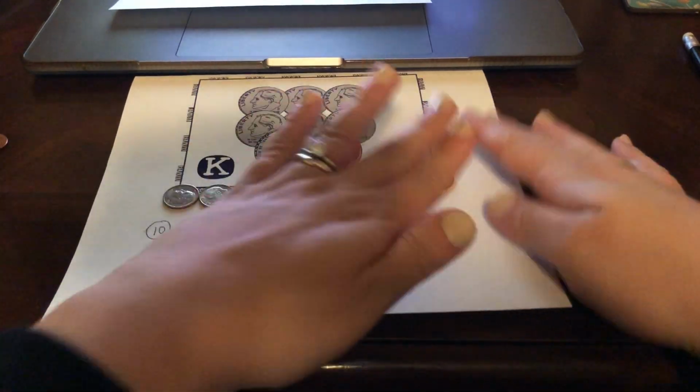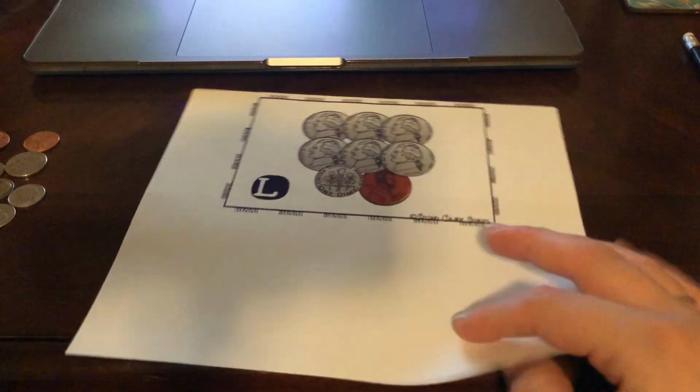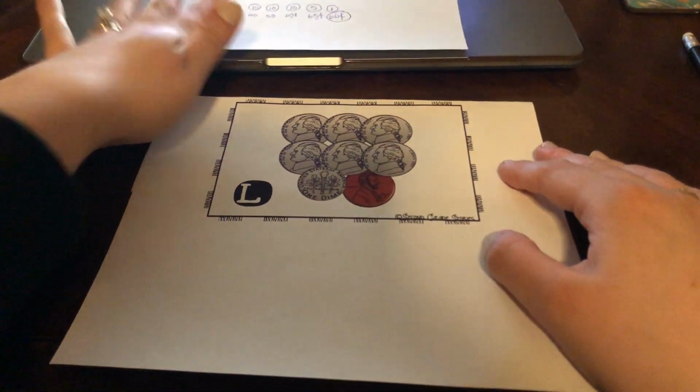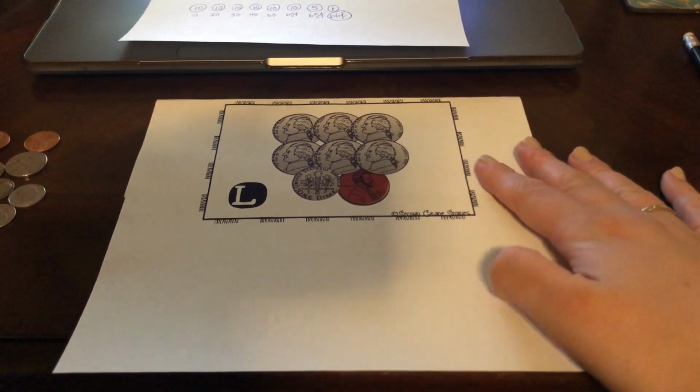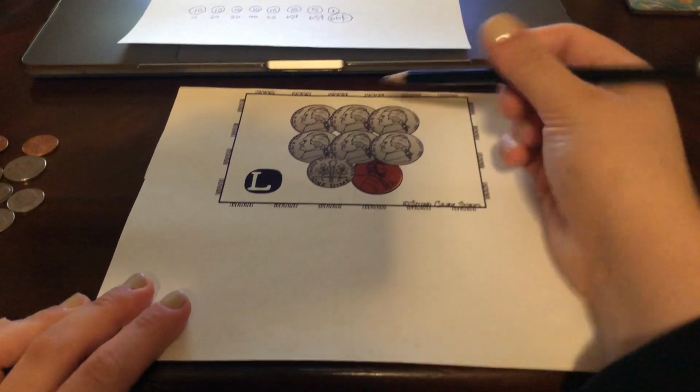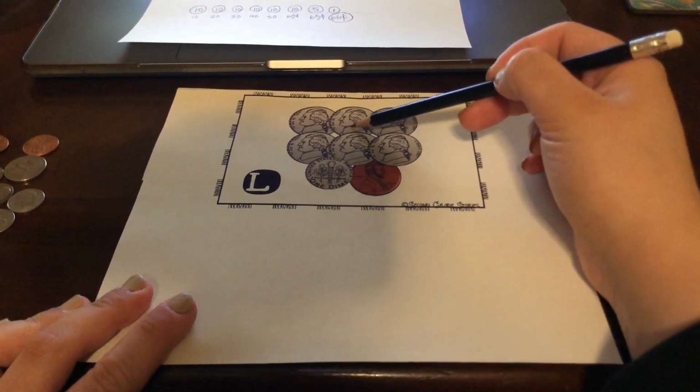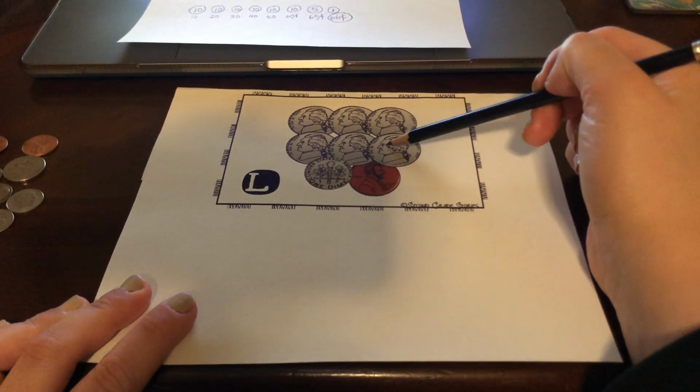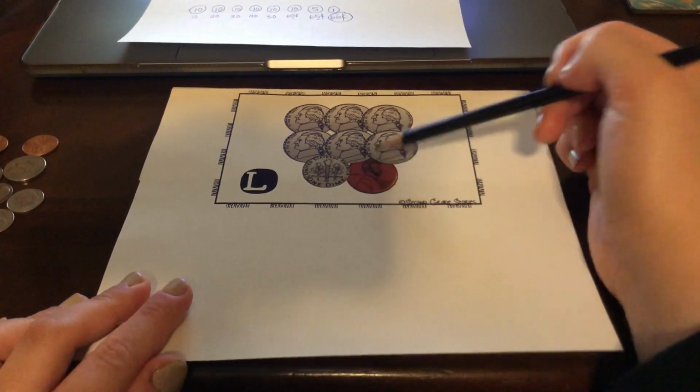All right, we're going to do one more example just so that you are super comfortable with this idea. So I'm going to put this one away. We're going to try this one. This is a little bit different. Now I see I have more nickels than I have dimes. So I have 1, 2, 3, 4, 5, 6 nickels, 1 dime, and 1 penny.